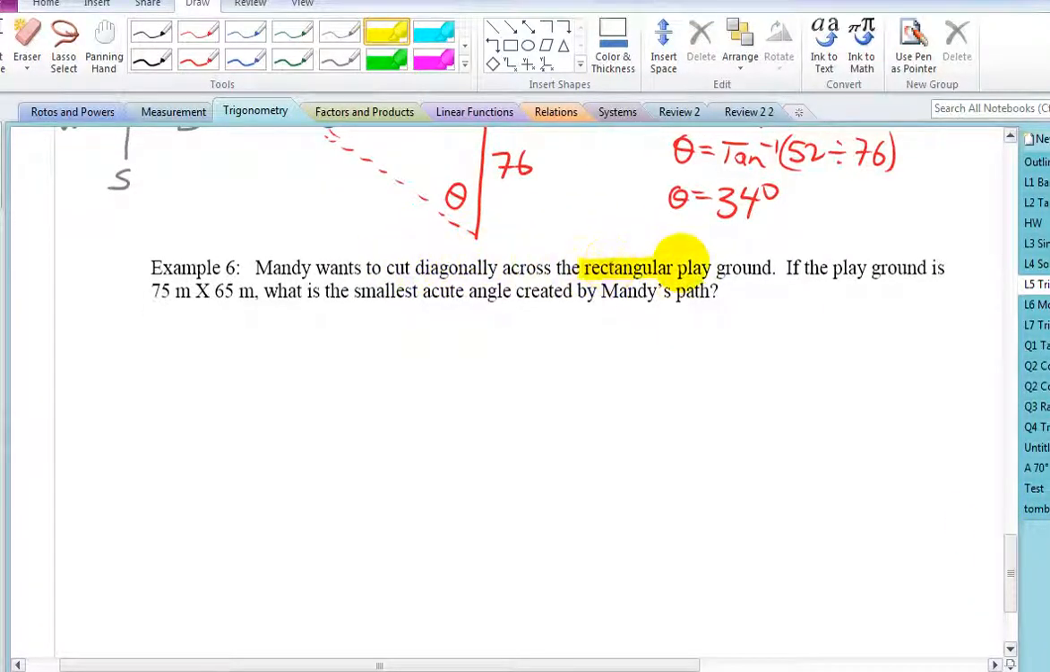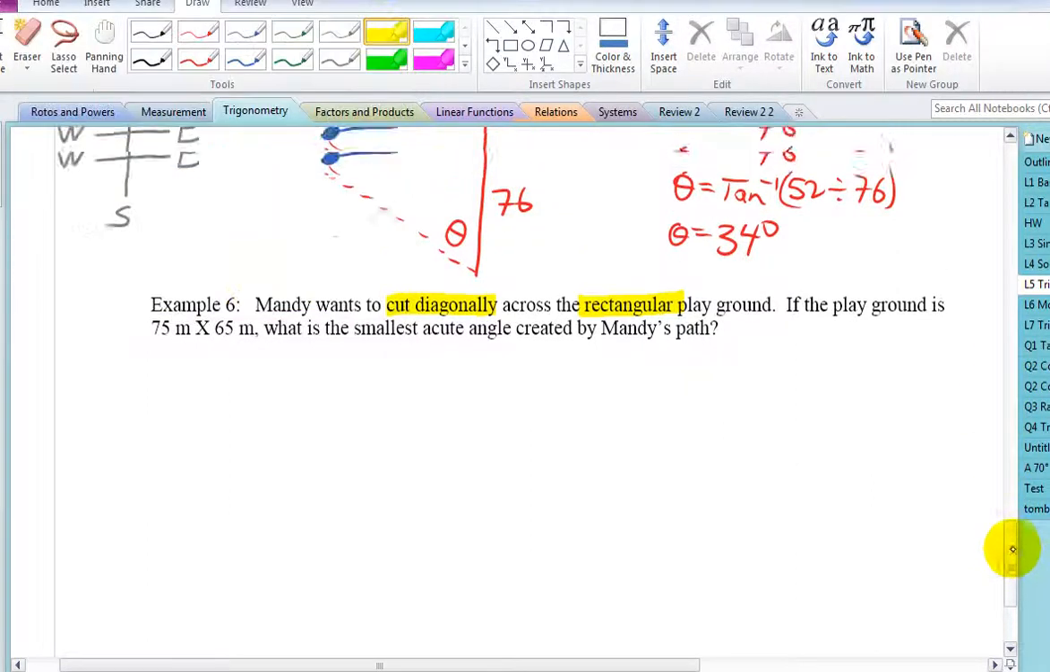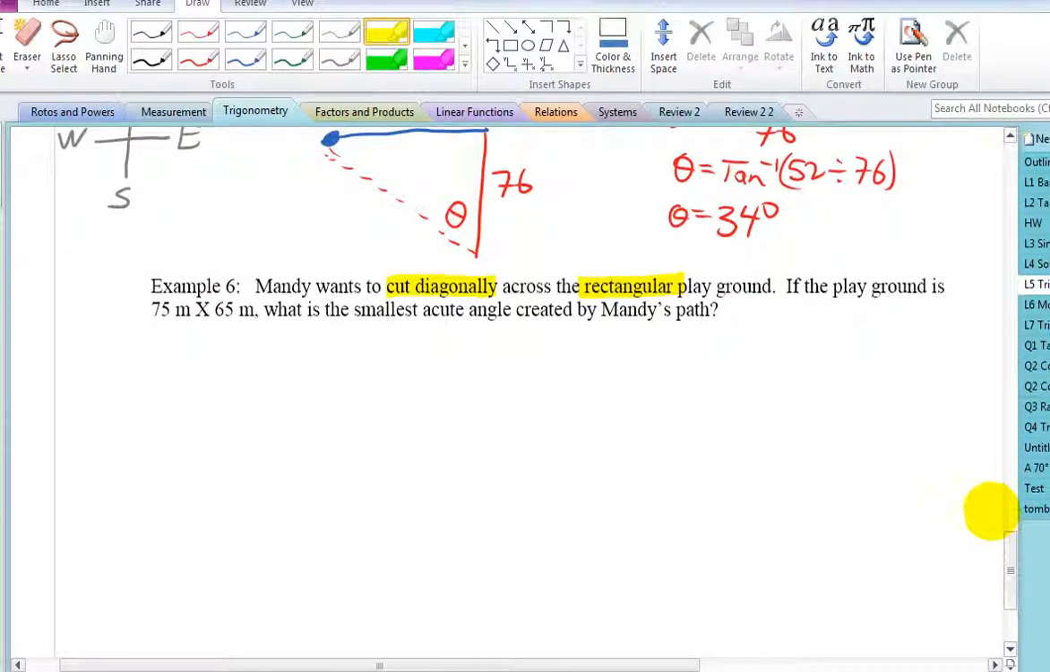You rounded your angle? I got 34.73, so shouldn't it round up more? I got 34.38. You might have had one of your numbers off when you put them in. It sounds like you're one digit off. Oh, yeah. Okay.